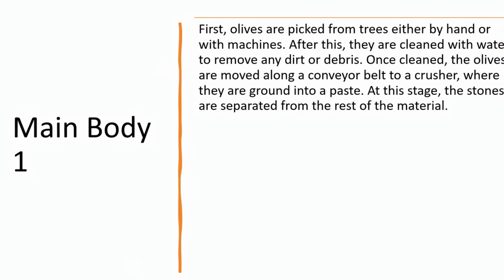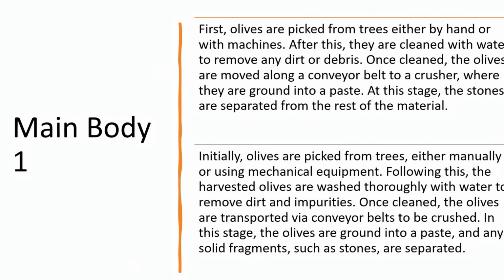And let's see, there looks like there's going to be a little more detail in this one because the paragraph's bigger. Let's see. So initially, olives are picked from trees, either manually, that's by hand, or using mechanical equipment. Following this, the harvested olives are washed thoroughly with water to remove dirt and impurities. Once cleaned, the olives are transported via conveyor belts to be crushed. In this stage, the olives are ground into a paste, and any solid fragments, such as stones, are separated.